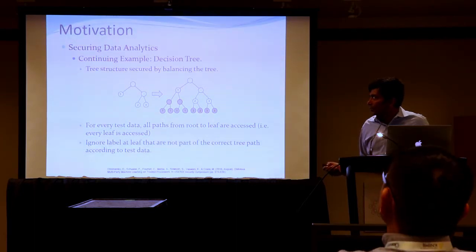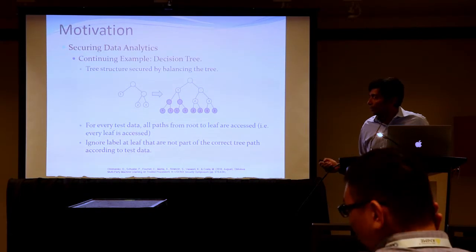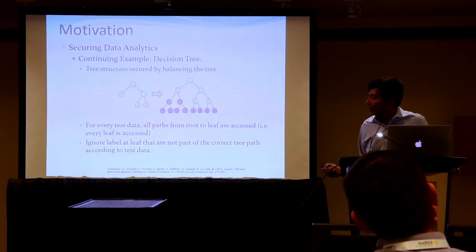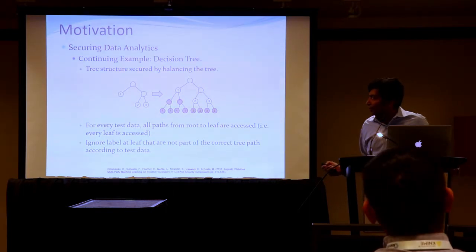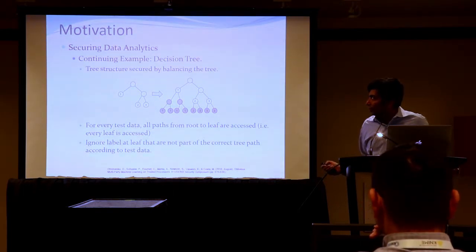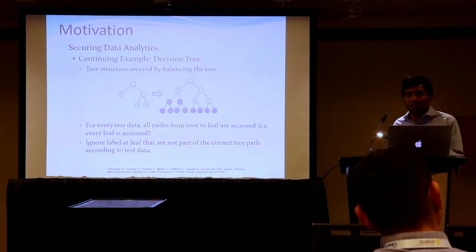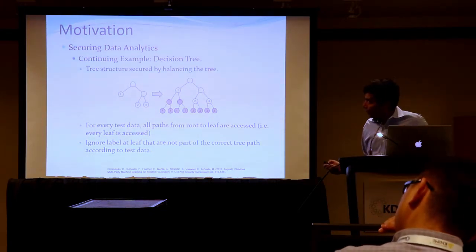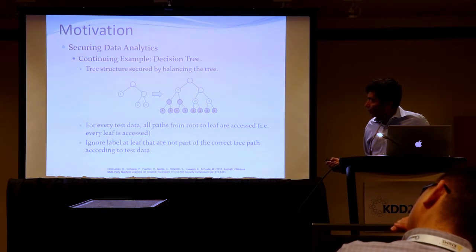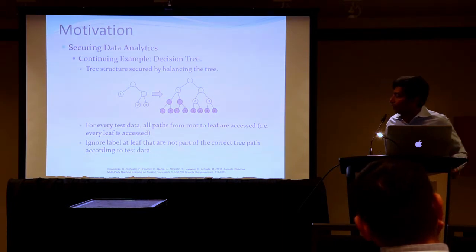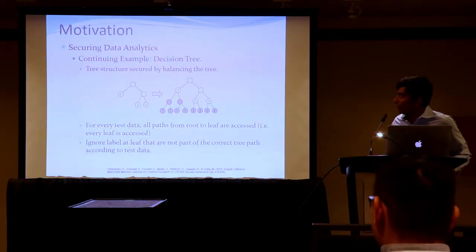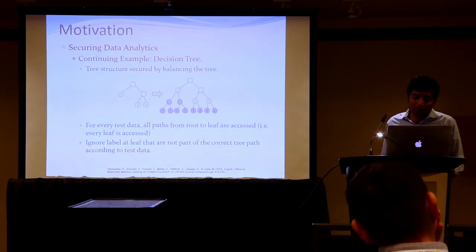But before that, first this tree will be made a fully balanced tree. In secure data analytics, what the authors did was convert the original decision tree into a fully balanced decision tree. These are the dummy data they added. When the test data comes, they want to make sure that the side channel attack will not be successful. So every time a particular test data comes, it will explore a particular path, but instead of returning only that path, they will give all the paths from the root to the leaf. That way, the side channel attack will not be successful.